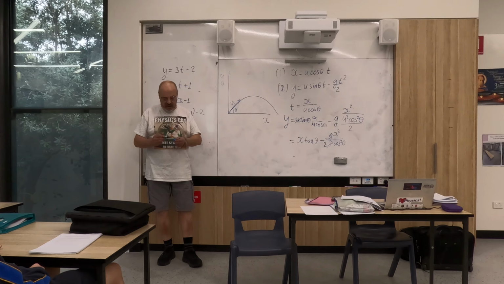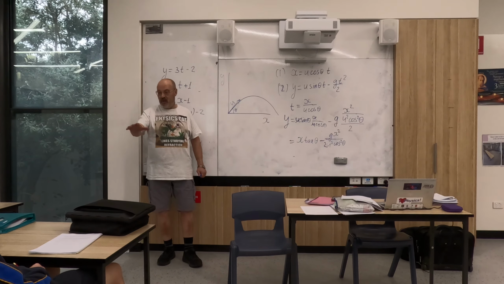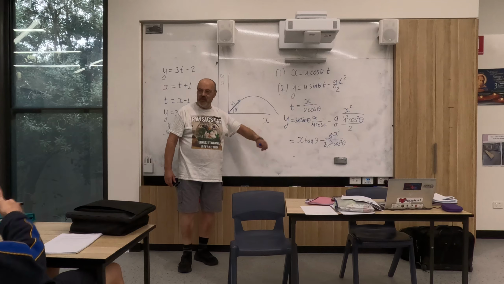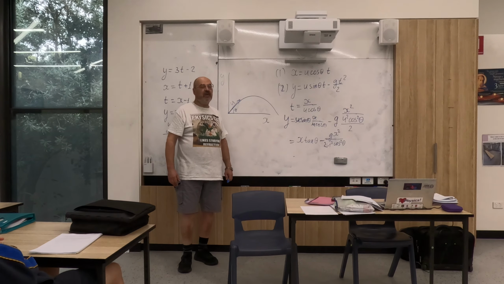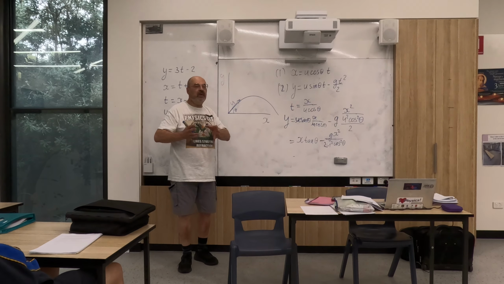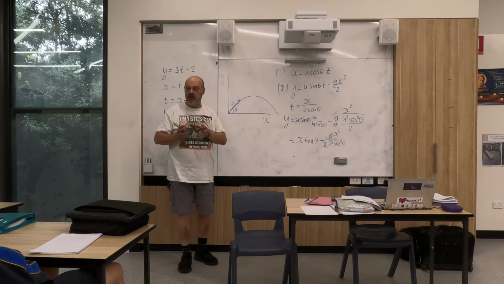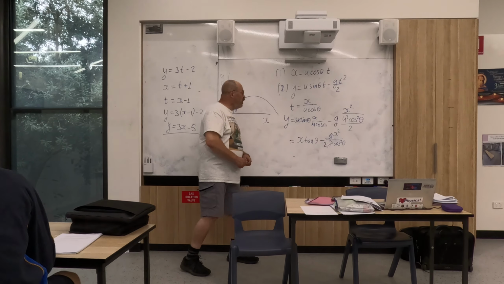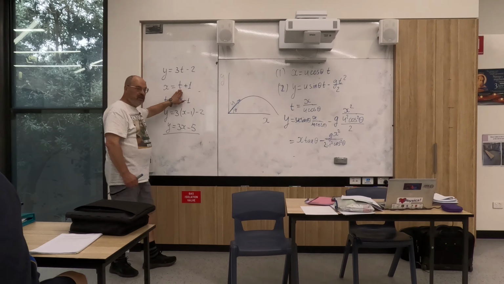So the main idea at this stage, when you will be doing that in physics, we'll do much more with this. But for now, how we obtain the Cartesian equation: we eliminated parameter t.